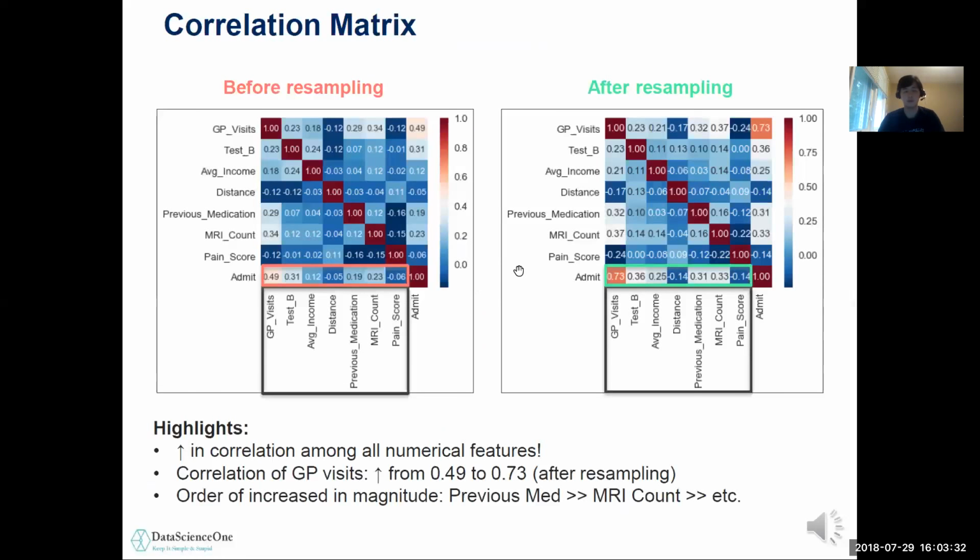So moving on to the correlation matrix. Here are the correlation matrices before resampling and after resampling. The major thing that I want to highlight here is that there has been an increase in correlation among all numerical features after the resampling. First, the correlation of general practitioner visit increased from 0.49 to 0.73 after resampling. The other thing to note is that the order of increase in magnitude is followed by previous medication, MRI count, and so on for the other numerical features.